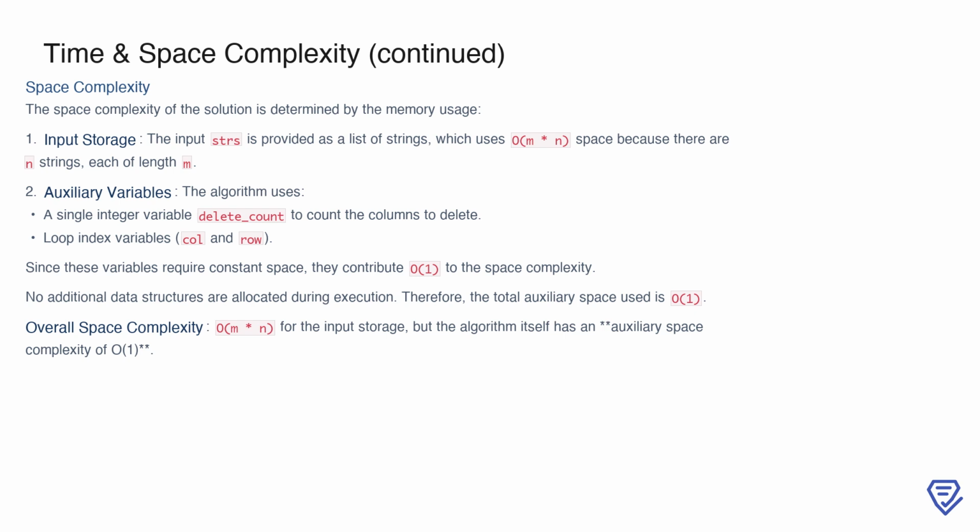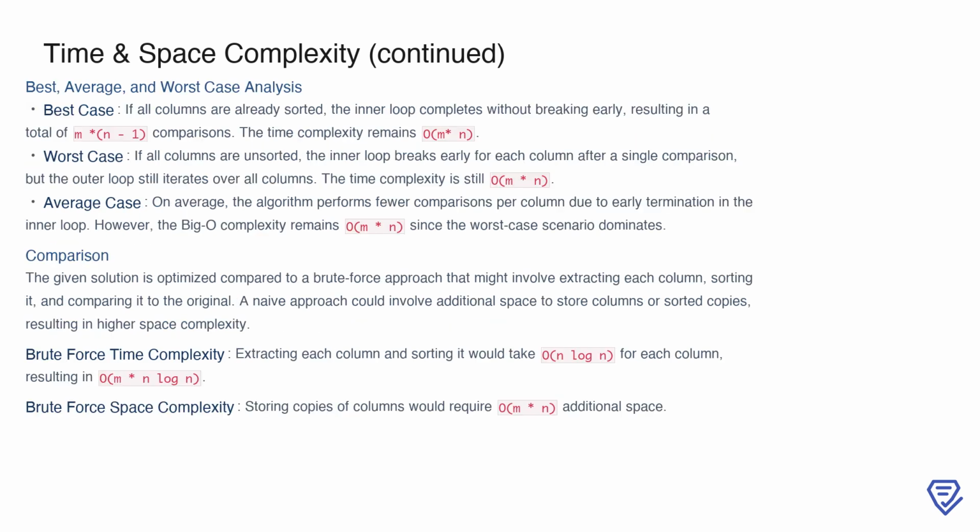Overall, the space complexity of the algorithm is dominated by the input storage, which is O(m*n), but the algorithm itself is efficient in terms of auxiliary memory usage. Next, let's evaluate the algorithm in terms of best, average, and worst-case scenarios. In the best case, all columns are already sorted.